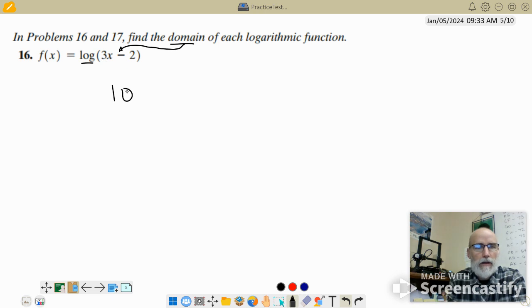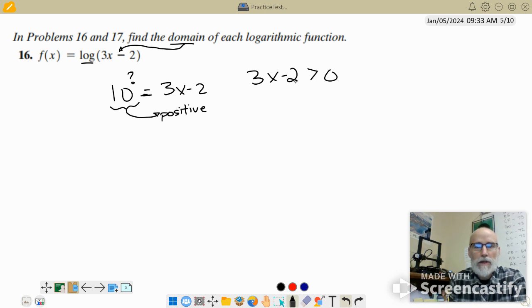I mean, let's just write that down for a second. What can we raise 10 to get 3x minus 2? Well, I don't know. Whatever you're going to raise 10 to, it's going to be a positive number. This is going to be positive. You can't raise 10 to an exponent and get a negative over here. It just can't happen.